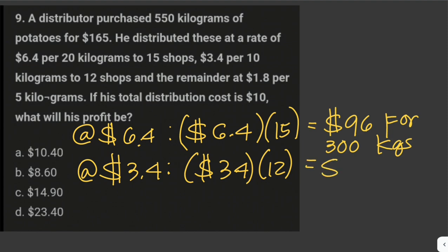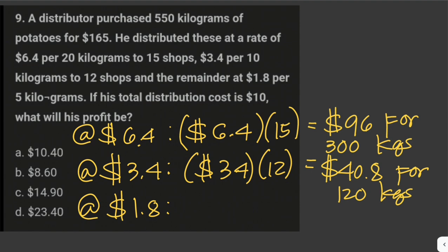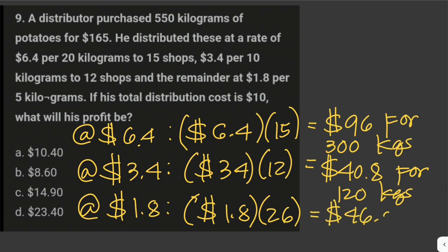So he earned $40.8 for 120 kilograms, and then at $1.8 for 5 kilograms, we just have to multiply that by 26 shops, so he earned $46.8 for 130 kilograms. And we just have to add them up.